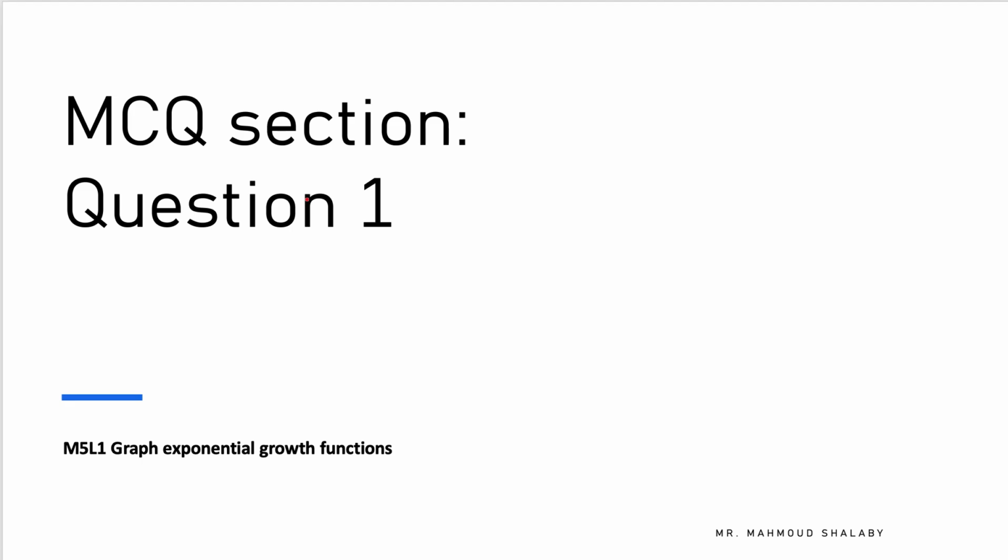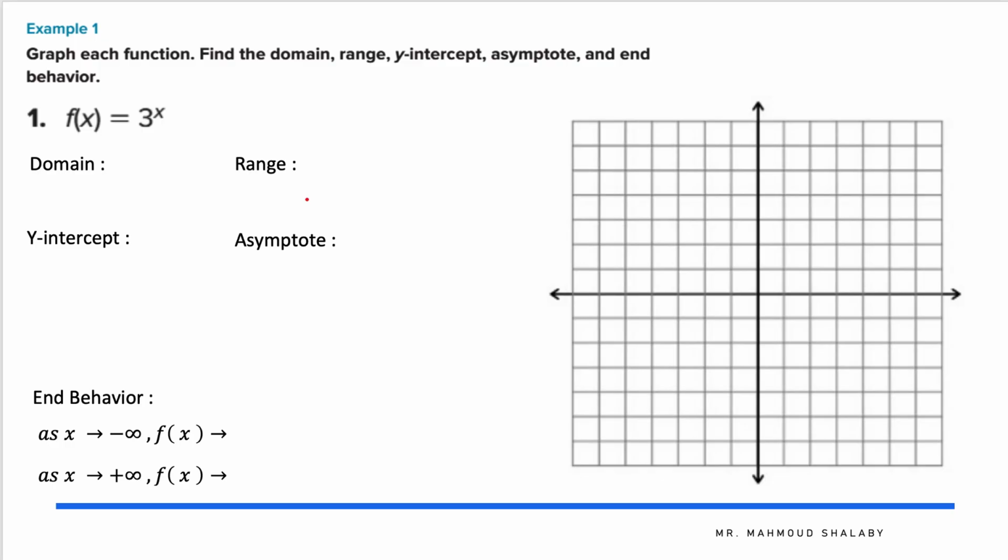It's from module 5 lesson 1, graph exponential growth functions. Here we go. In this type of question, he will ask you to graph the function f of x, for example, equal 3 to the power of x. As long as the learning objective says growth function, the base here, which is 3, like b equals 3, will always be greater than 1, representing a growth function. This is the first thing you should know.